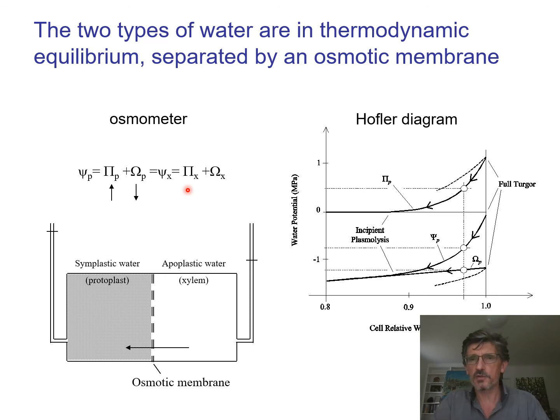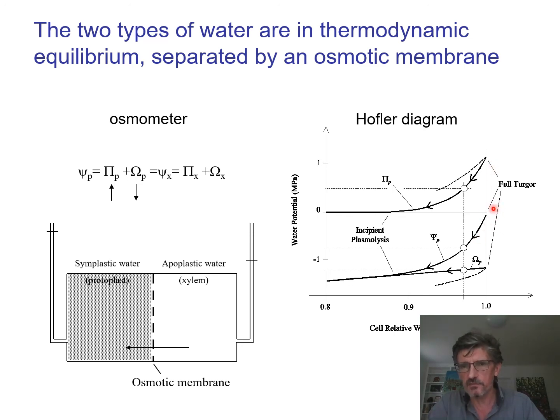The summary of what happens to these terms in the protoplast is given by the Hofler diagram that tracks the three components of the water potential in the protoplast as the plant dries. So this is the cell relative water content. Here one is a fully saturated, well-watered plant, and here we have water potential. So we start with a well-watered plant. We have full turgidity.